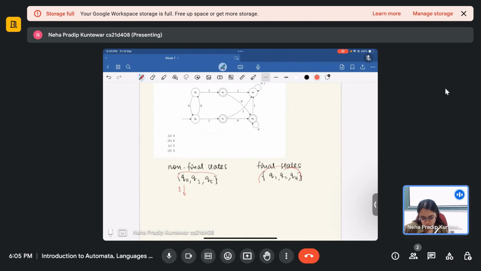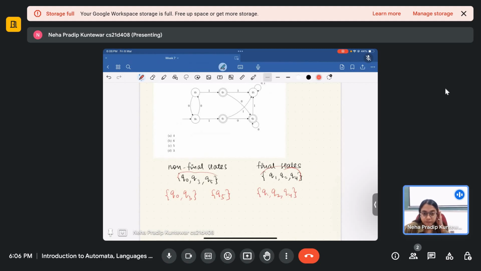Q0 on 1 goes to Q1, which is in the final set. Q3 on 1 goes to Q4, which is again in the final set. Q5 on 1, however, goes to Q5, which stays in the non-final set. So there is a difference between the behavior of Q0 and Q3 and the state Q5 on reading input 1. Q5 stays in the set of non-final states, whereas Q0 and Q3 go to the final states. So let's break this set as follows: Q0, Q3, then Q5, then Q1, Q2, Q4.